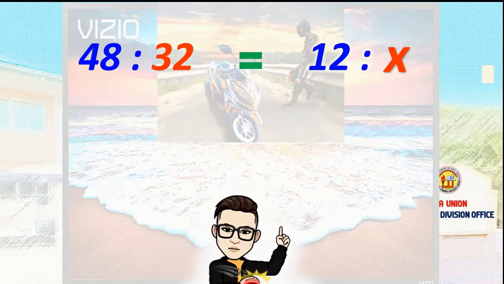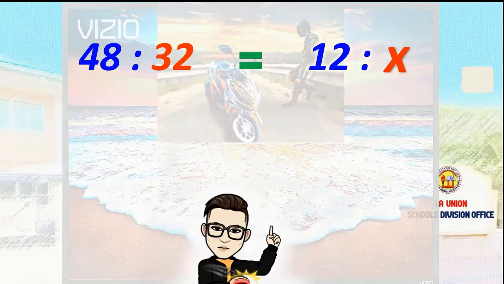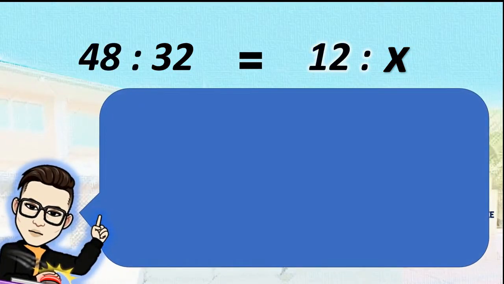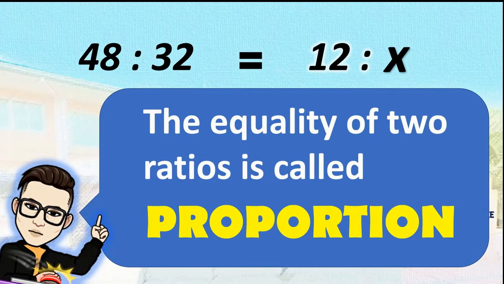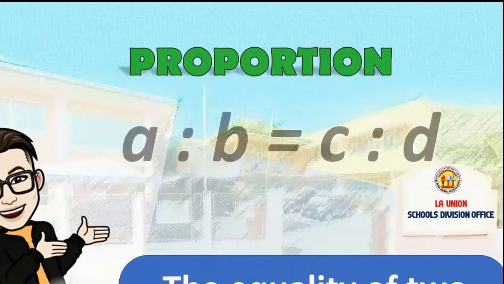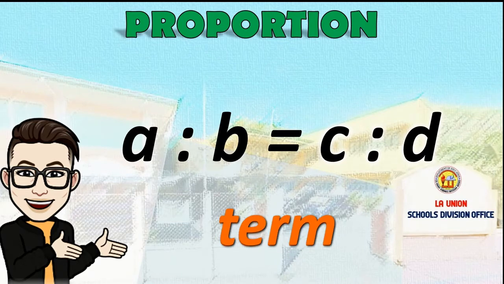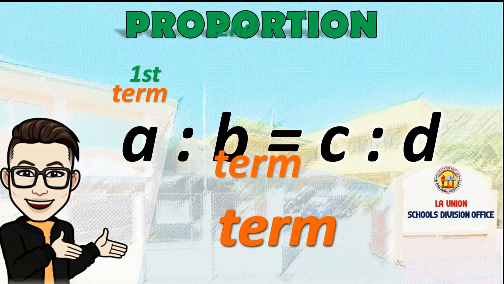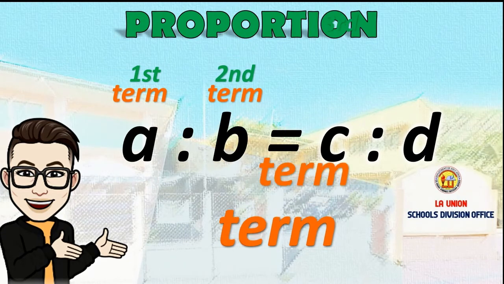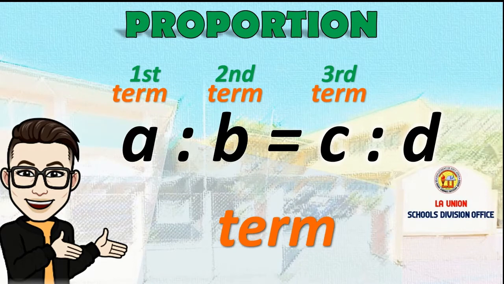What if we are going to equate these two ratios? Well, the equality of two ratios is called proportion. In a proportion, we have what we call term. A is the first term, B is the second term, and C is the third term, D is the fourth term.